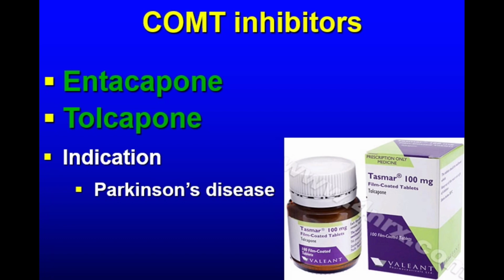Entacapone and tolcapone are catechol O-methyl transferase inhibitors. Catechol O-methyl transferase is present in adrenal medulla and many other cells and tissues. Inhibitors of catechol O-methyl transferase are given in combination with levodopa to inhibit degradation of levodopa in Parkinson's patients.